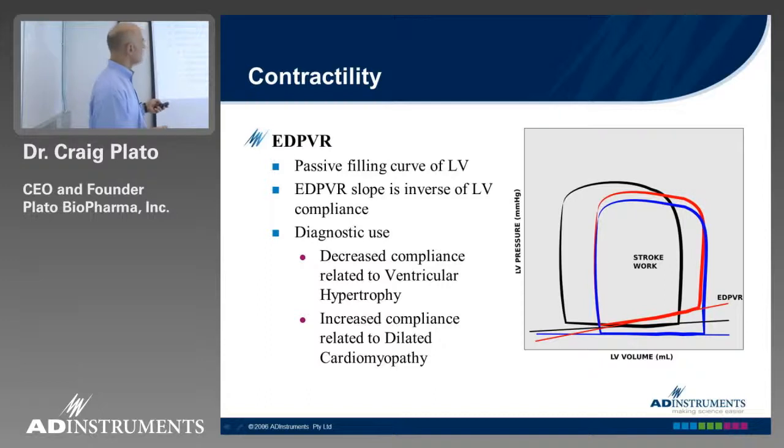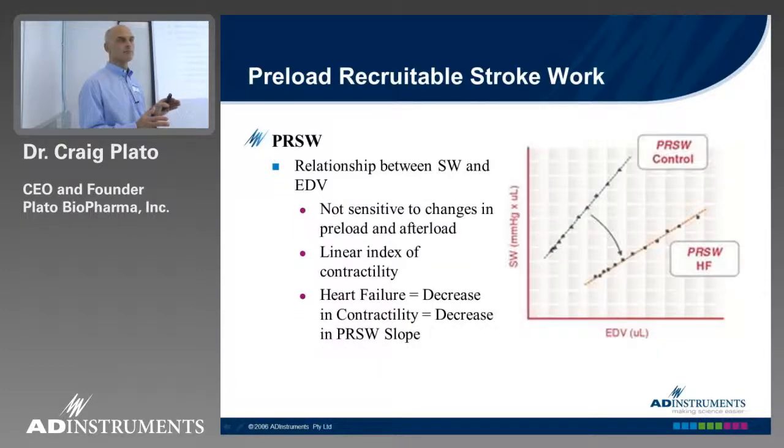EDPVR, again, is a function of the passive filling curve of the left ventricle. Under normal conditions, it's very, very flat. And as we have some diastolic dysfunction, the slope of that line changes. So what this means is that under normal conditions, as you add volume to the heart, there's no real change in pressure. Right? It's very compliant, very distensible, very elastic.